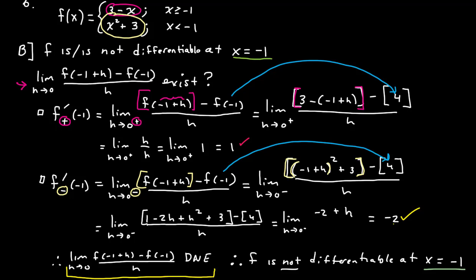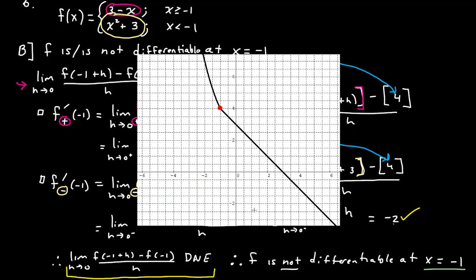x equals negative 1. Now, in this graph of f of x, the parabola meets the line in a way that it is a sharp transition, because the slope coming in from this direction is negative 2, but as we come in from this direction, it's negative 1. Not differentiable at x equals negative 1.